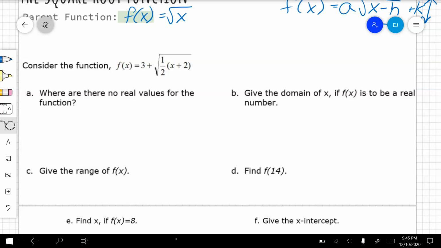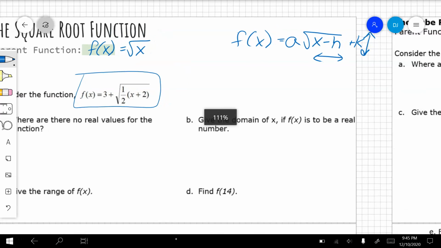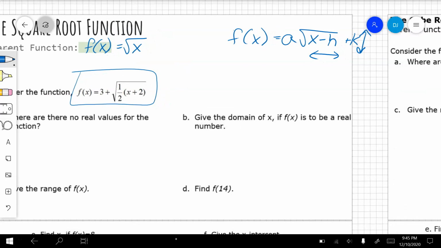Okay, so when looking at this equation right here, f of x equals 3 plus the square root of 1/2 x plus 2. Let's get it in a format that we know what to do with. So we're going to put k, or the constant, that's kind of in front here, in back. So I'm going to go ahead and rewrite this as f of x equals the square root of 1/2 x plus 2 on the inside, plus 3.